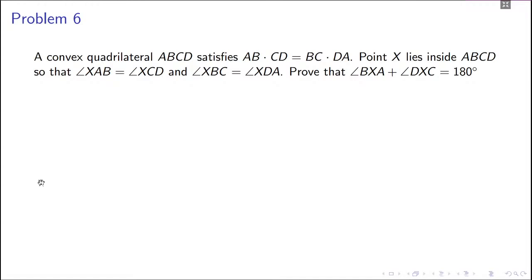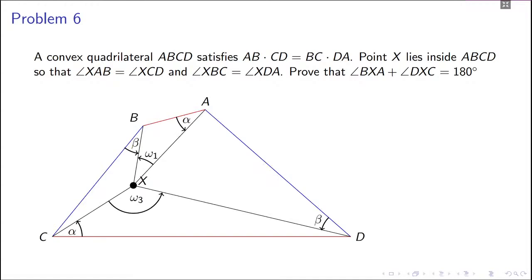It says there's a convex quadrilateral, and it satisfies the product of the opposite sides equal. So ABCD, and here is the diagram. It says AB into CD is BC into DA. So this product of these two red lines is equal to the product of two blue lines.